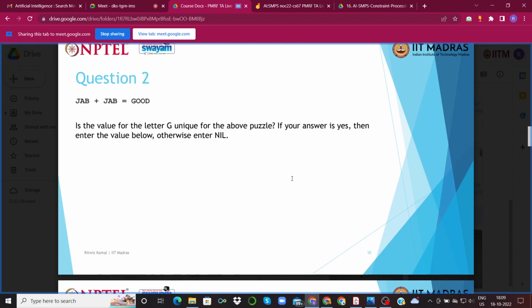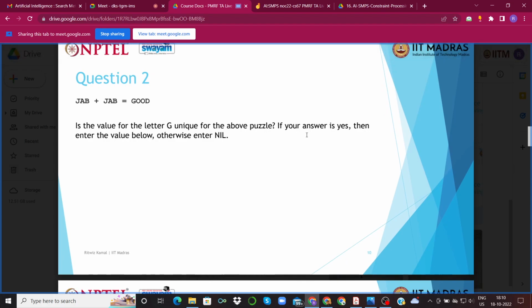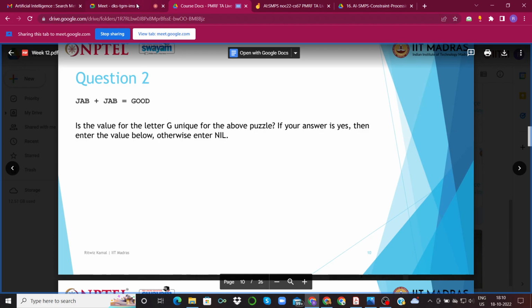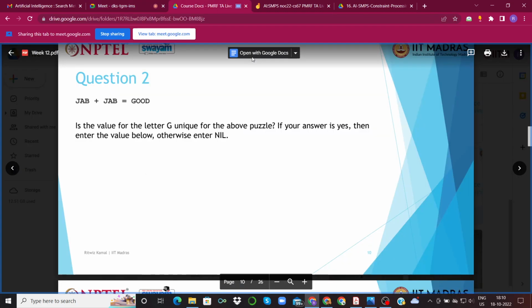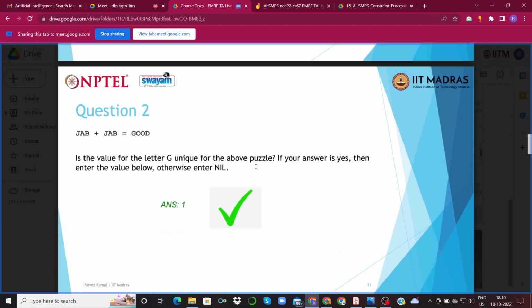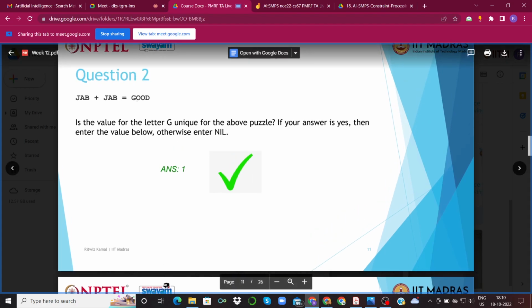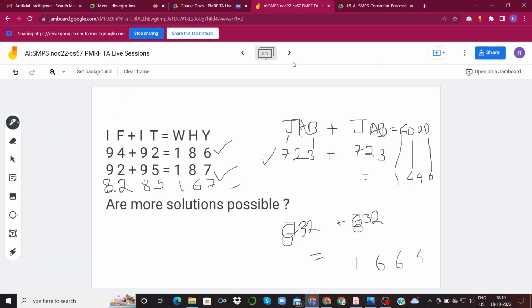So the next question that we go to is, is the value for the letter G unique for the above puzzle? What do you think? Okay, so a number of you say yes, and that is in fact true because no matter what arrangement we make, the first letter, the G, will always come out to be 1. So I'll just show you an example.